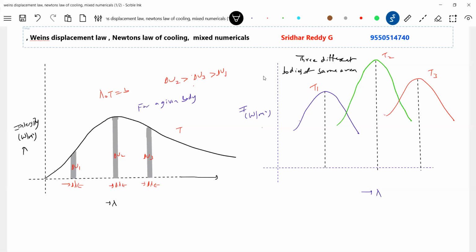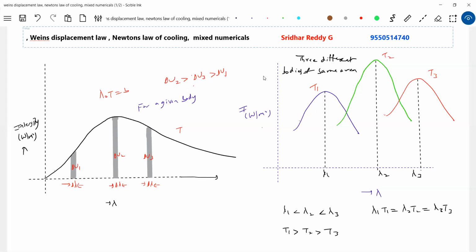according to Wien's displacement law, the wavelengths of maximum intensity will be lambda 1, lambda 2, lambda 3. Tell me, which will be the lowest value? Lambda 1 less than lambda 2 less than lambda 3. According to Wien's displacement law, lambda 1 T1 equals lambda 2 T2 equals lambda 3 T3. So which body will be at higher temperature? T1 will be greater than T2 greater than T3.